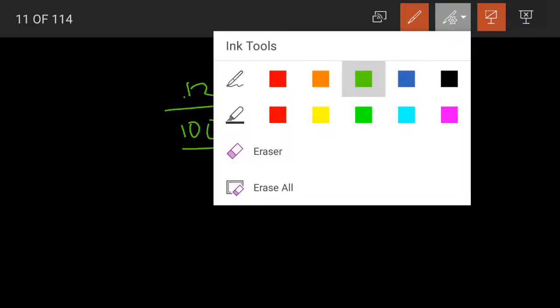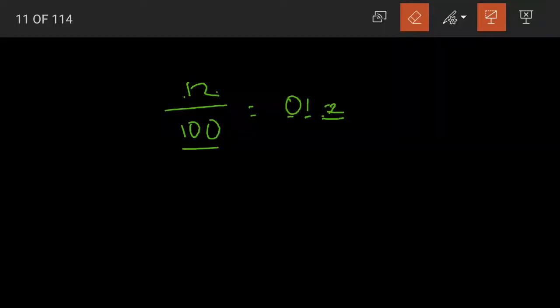12 by 100. So what is the first step? If we count the number of digits in the denominator, it is a 3-digit number. So even the numerator 12, we should write as a 3-digit number. How will we write it, children? 12 as it is, but to the left side of the 12, we'll place 0 to make it a 3-digit number. Now what is the next step?